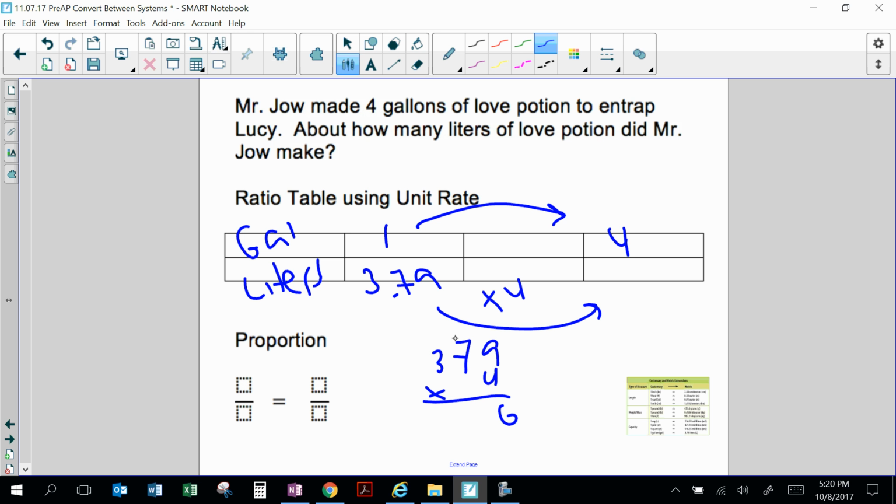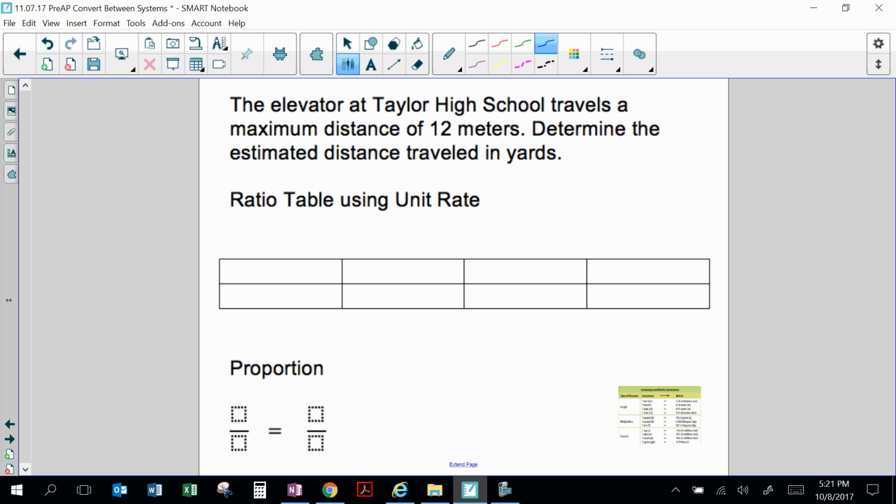So what's 379 times 4? That's 36 carried to 3. 28 plus 3 is 31 carried to 3. 12 plus 3 is 15. Decimal is 2 places. So I made about 4 gallons is saying I made about 15 liters of liquid. About. Again, the little squiggly equal sign means about. Approximate.